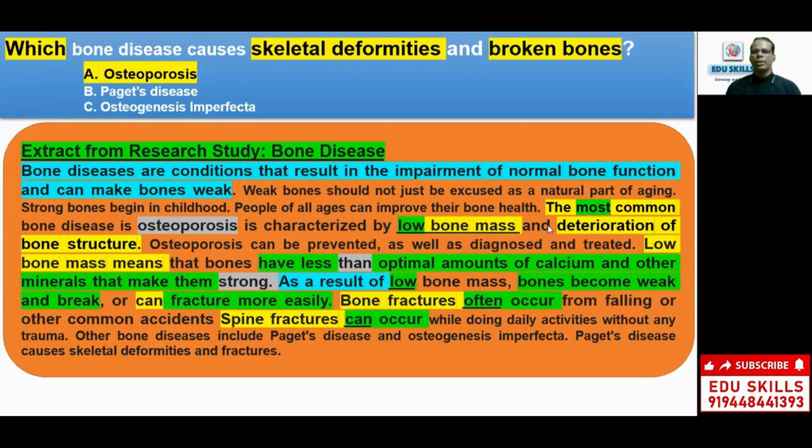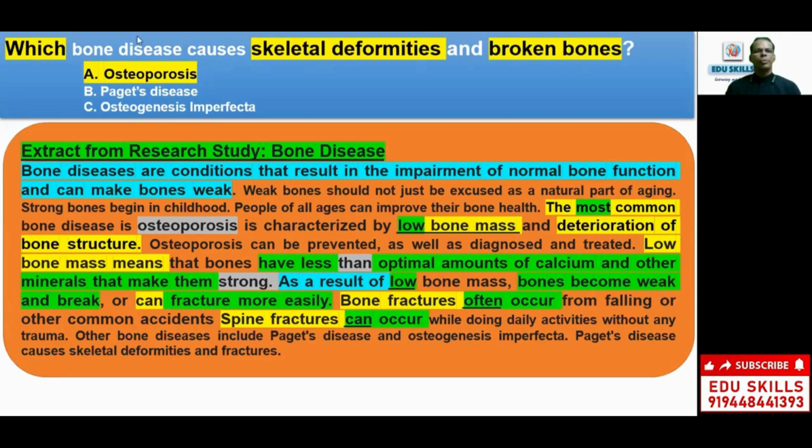Which is the bone disease? The most common bone disease. The scale being used confirms that is the answer. Whereas here, you don't have any scales being used. It's never explained. Paget's disease causes skeletal deformities and fractures. Now strategies are being used there. So being trained strategically, you should never have a doubt, because the most common bone disease is osteoporosis.